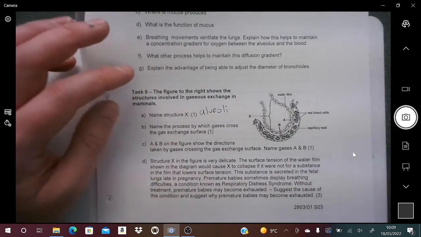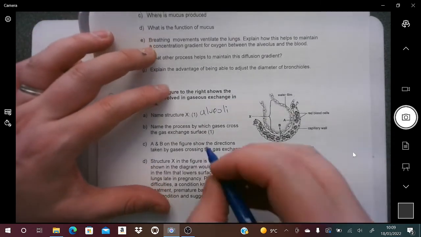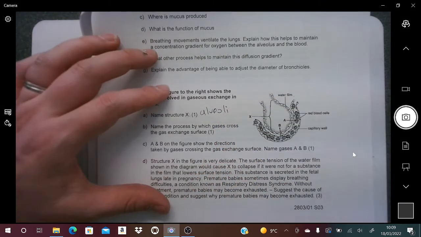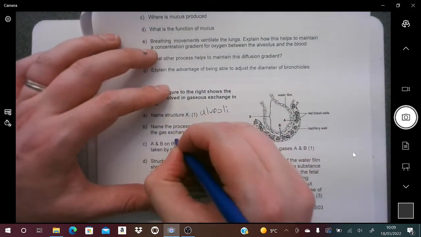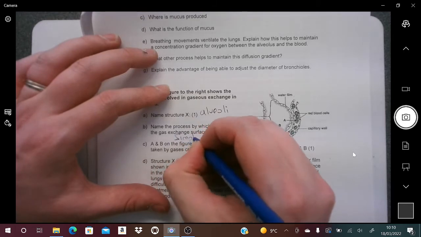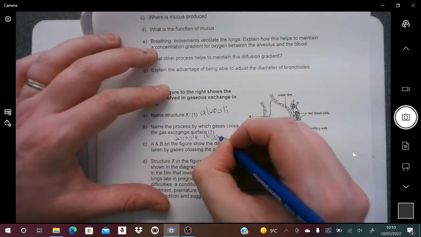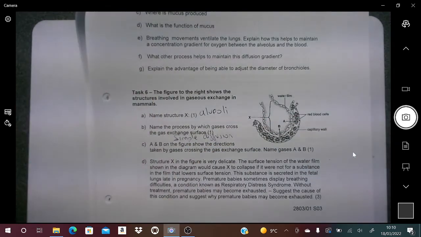Name the process by which gases cross the gas exchange surface. If you have just put diffusion, that is fine, but it is simple diffusion. CO2 and oxygen are non-polar, which means they are able to just diffuse straight across that phospholipid bilayer. They don't need a protein channel, they don't need facilitated diffusion, and it certainly is passive. So no additional energy for metabolism needed.